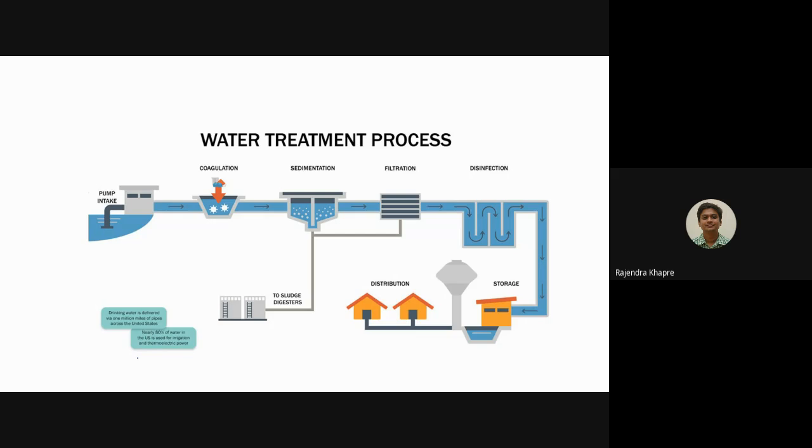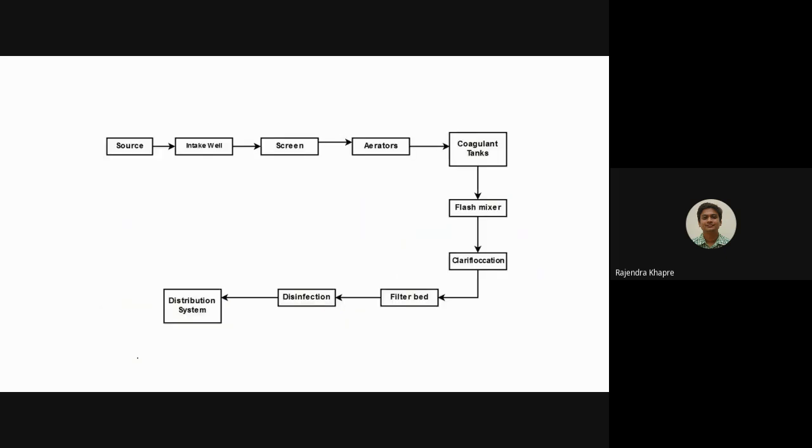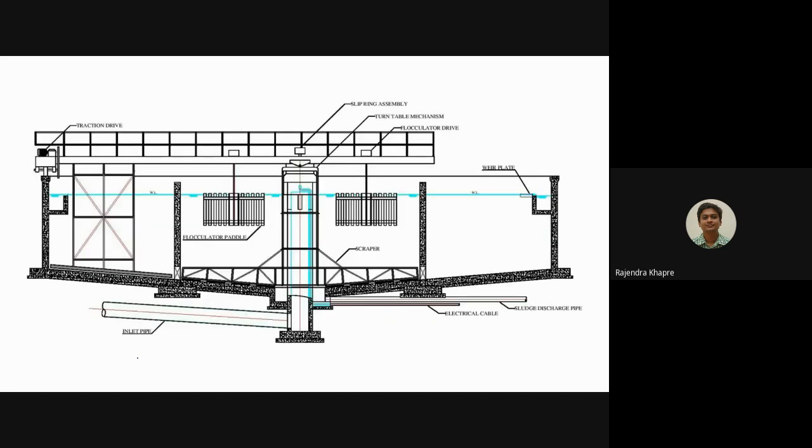Once this coagulant is added in the water, the coagulation process starts, and the flocks are formed, and those flocks are settled and collected in the clariflocculator. So this you might have studied in the undergraduate level during the water treatment chapters. Okay. So this is a typical cross section of a clariflocculator.